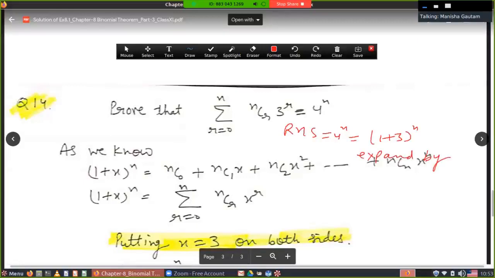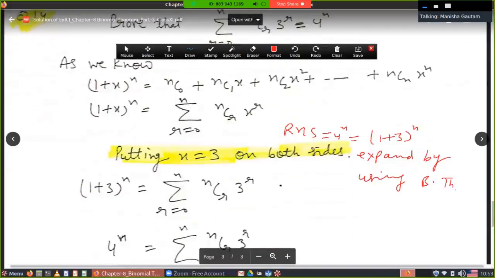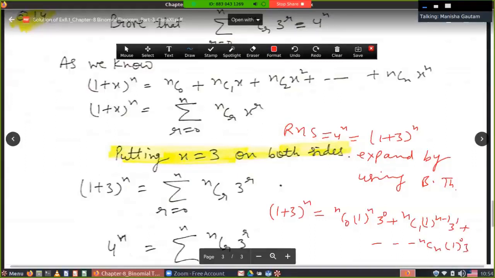Expand it by using the binomial theorem. You will get the expansion: 1 plus 3 whole power n will be equal to nC0 1 to the power n 3 to the power 0, nC1 1 to the power n minus 1 3 to the power 1, and so on up to nCn 1 to the power 0 and 3 to the power n.